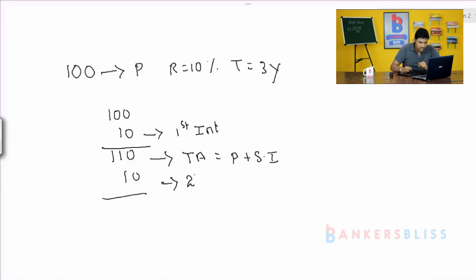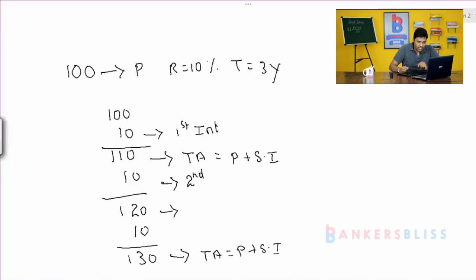So the second year interest is 10 rupees. So the total amount will be 120 rupees after 2 years. Similarly the same procedure, third year 10% again on the principal amount. So 10 rupees interest you have to add. So ultimately you are going to get rupees 130 at the end of the day. So the total amount is rupees 130 after 3 years. Here the total amount contains principal plus SI, where the principal amount is rupees 100 and the simple interest is rupees 30 for 3 years.